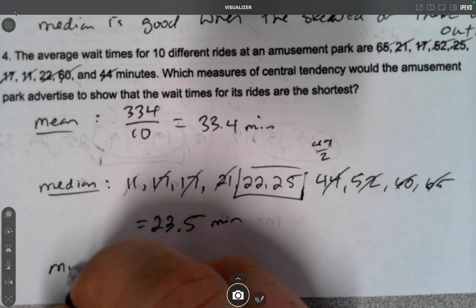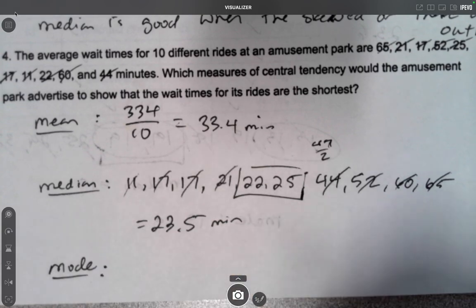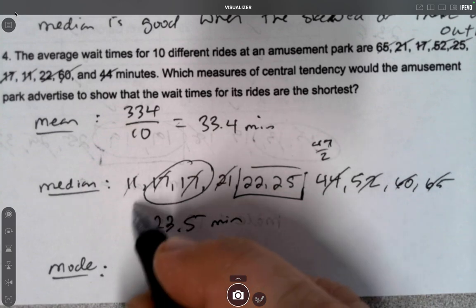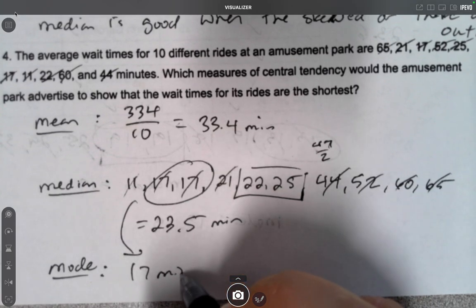Then for the mode. Well, the only number that appears more than once is the 17. So the mode is 17 minutes.